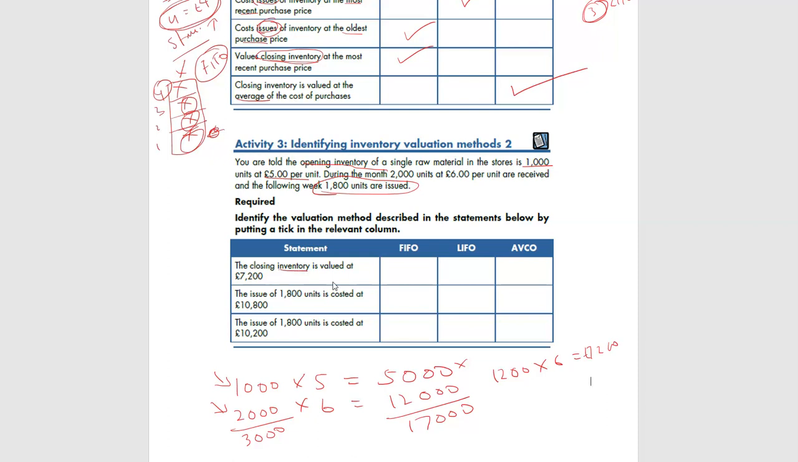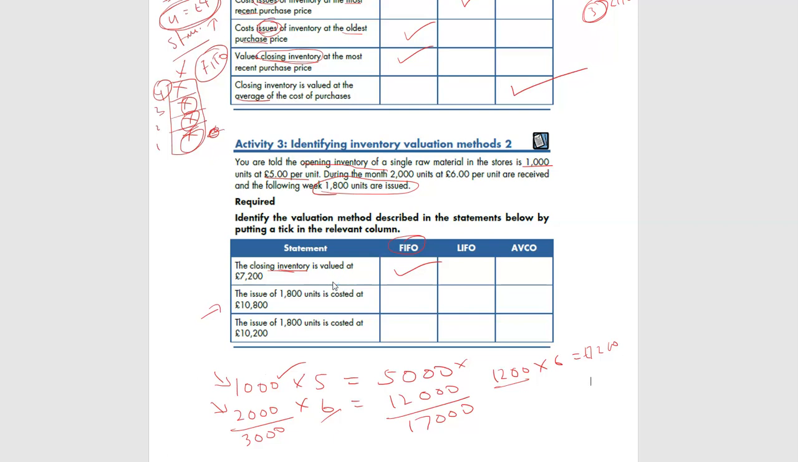So I said yes, because if I use FIFO, I'm going to use this one first. The whole 1000 will be gone first, then I need another 800, because I'm issuing 1800, so another 800 I'm going to use from this 2000. If I take 800 from the 2000, 1200 is left, and at the value of 6 it's 7200. That is my closing inventory. Closing inventory means what is left after issuing. Then the next one we have here, the cost of the issue of 1800 units is 10,800.